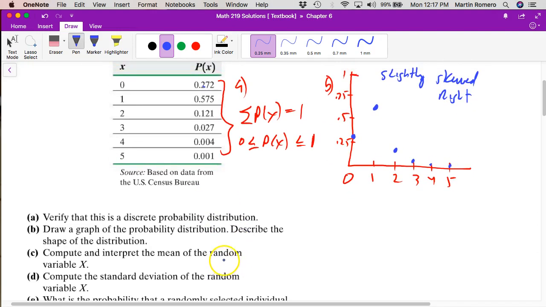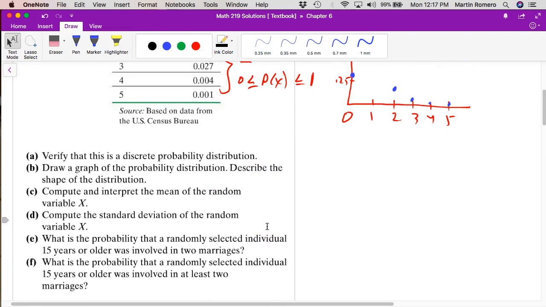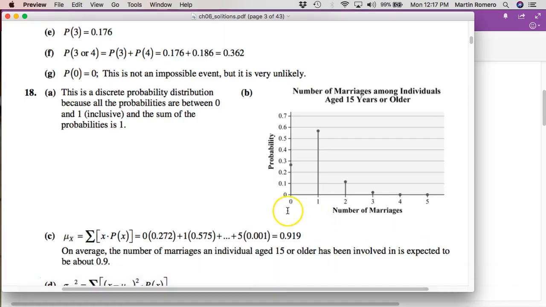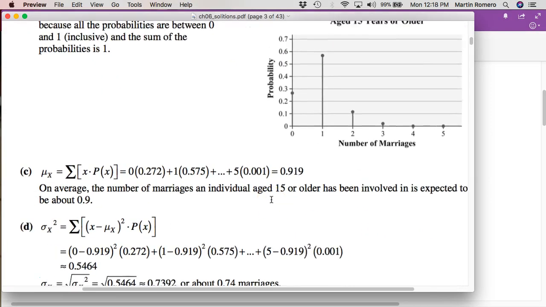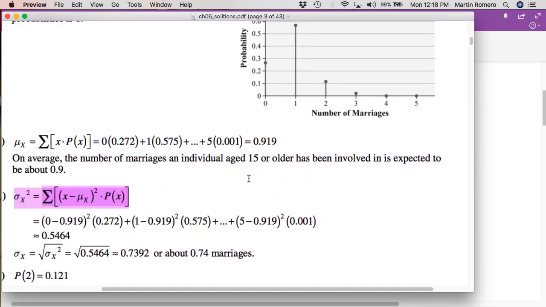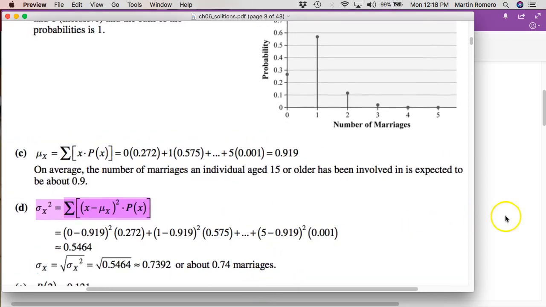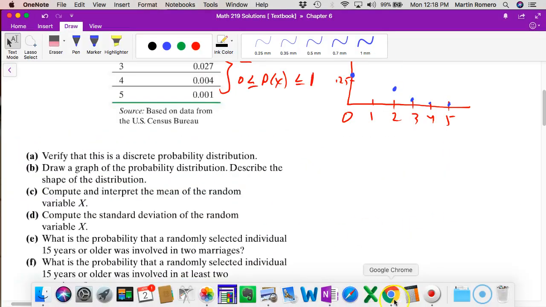Compute and interpret the mean of the random variable and the standard deviation. Let's go ahead and compute that. We have the formulas to do that. They look like this. So there's C and D. That's what the formulas look like right here. You can see the answers are about 0.9 and 0.74, but I had said before that we were going to use StatCrunch to do that.